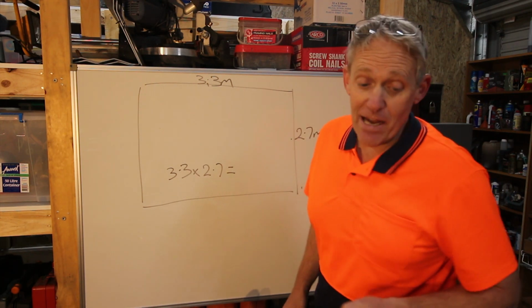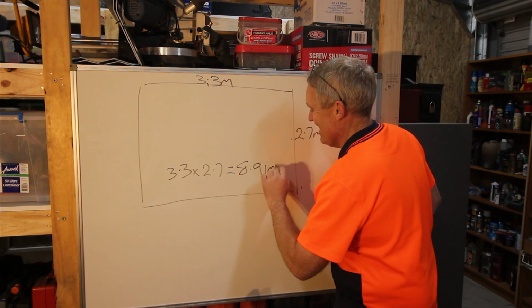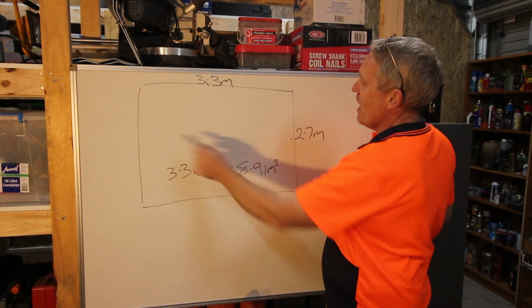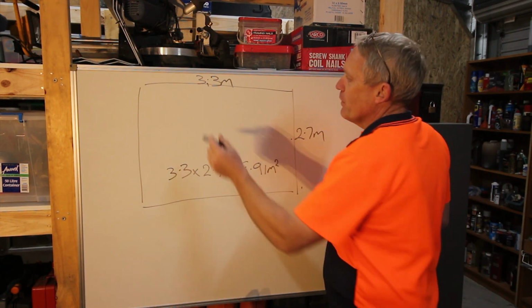to, no, I'm not doing it in my head really, I did calculate it before, 8.91 meters squared. I'm good at maths, but not quite that good. Okay, so we know that that's the area of this wall. But this particular wall had a window in it.